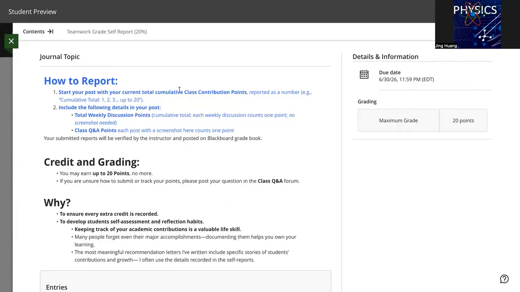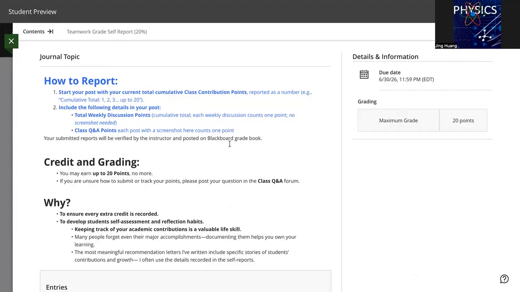In summary, you first post your total points, followed by two details: the total points for weekly discussion and total points for class Q&A, including a screenshot for each point you earned there. What doesn't count is lab result uploads, and please do that in the weekly discussion. If you have any question, please ask.